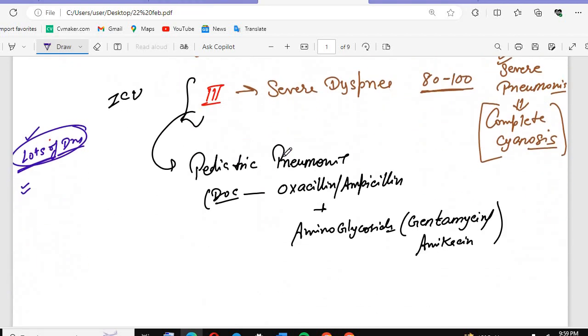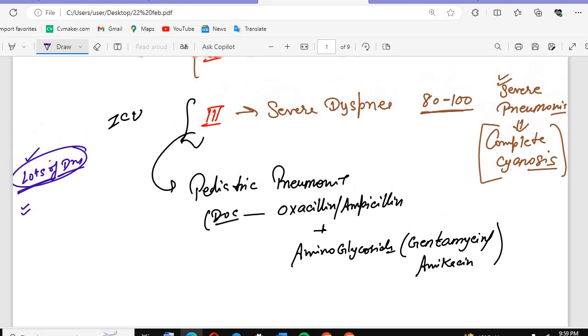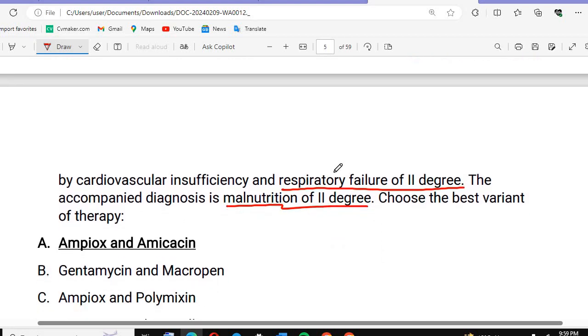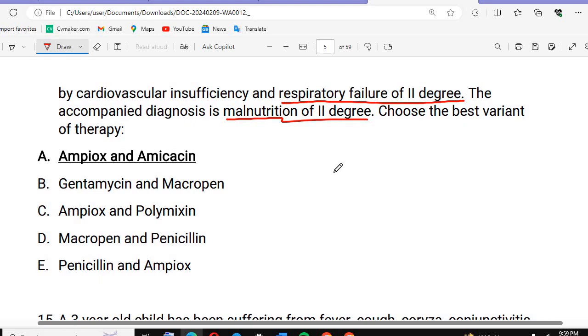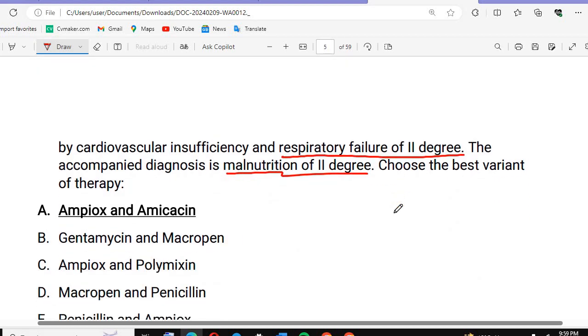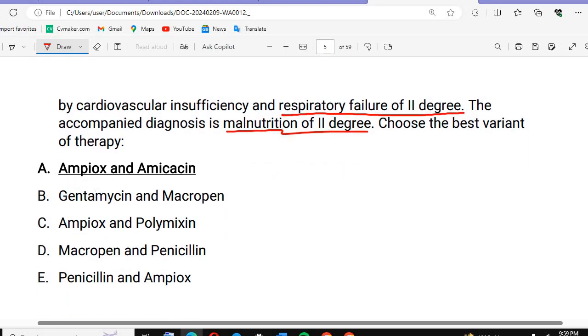Here we are talking about pediatric pneumonia, and in this question we are talking about acute pneumonia with respiratory failure of the 2nd degree. Now see the options. This patient has acute pneumonia with respiratory failure of the 2nd degree. There are also complications: the accompanying diagnosis is malnutrition of the 2nd degree, and along with that we have cardiovascular insufficiency. Can you see there is Ampiox and penicillin? I hope you can mark this also. So don't make this type of silly mistake.